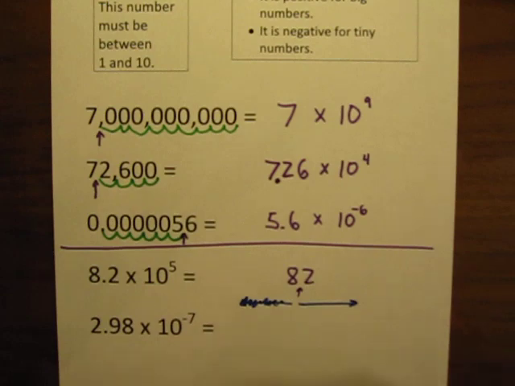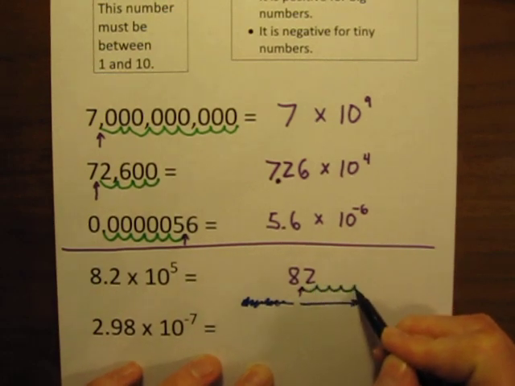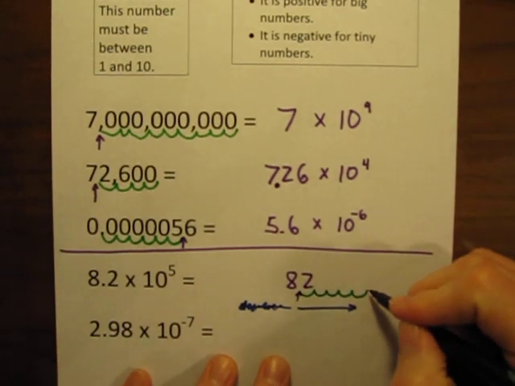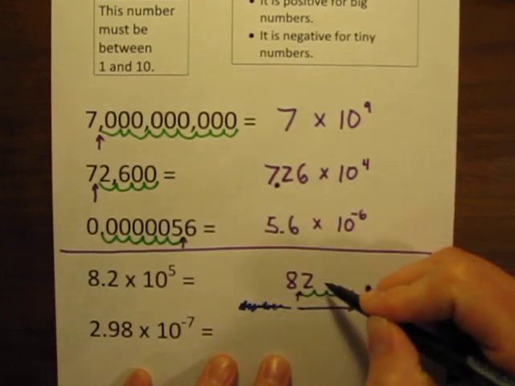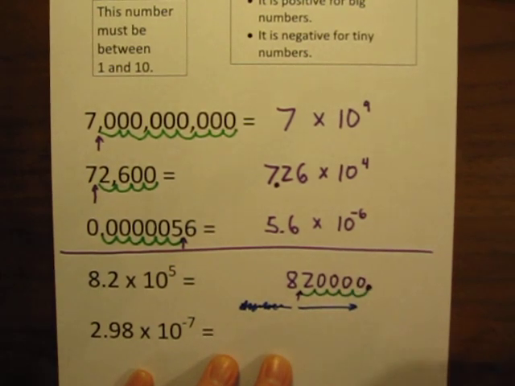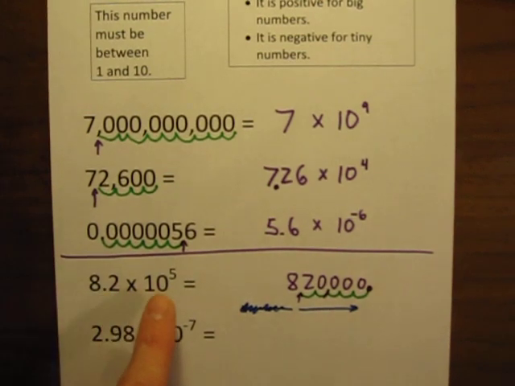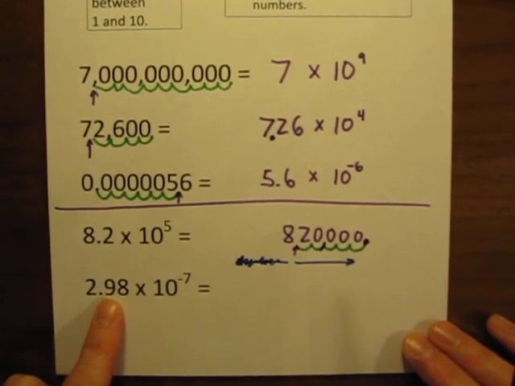So let's just go from there. We're going to go over 1, 2, 3, 4, 5 places. There is our decimal point. And now in all these little gaps that we've created, let's draw in zeros. So there is our number, 820,000. 8.2 times 10 to the 5th is 820,000. And the last one, 2.98 times 10 to the negative 7th power.